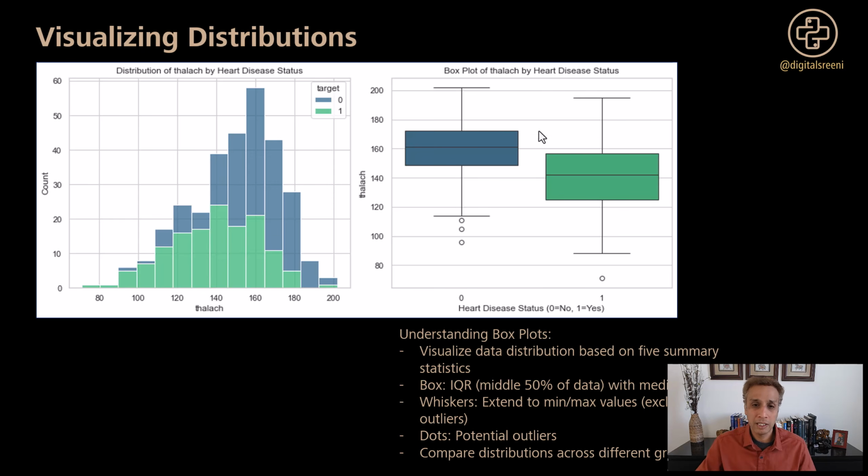In this specific example, the box on the left-hand side is for 0, which means no heart disease. So all this data corresponds to no heart disease. All the data on the right-hand side corresponds to the data sets that are tagged as yes, they got heart disease. And within the box, you'll have 50% of the data. The box itself represents 50% of the data for that specific group.